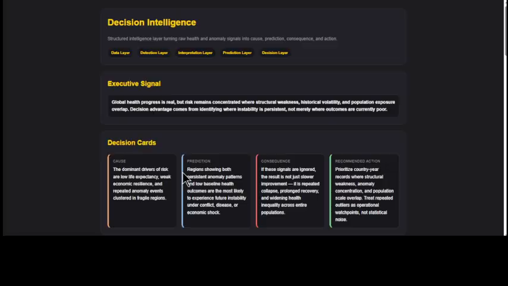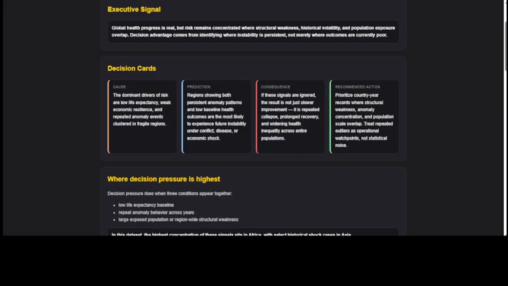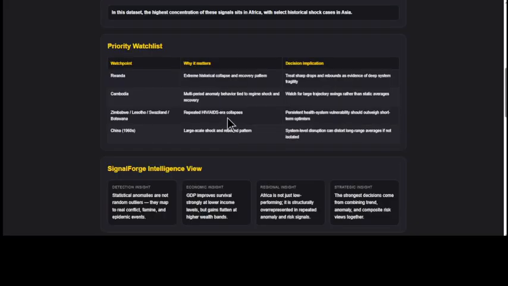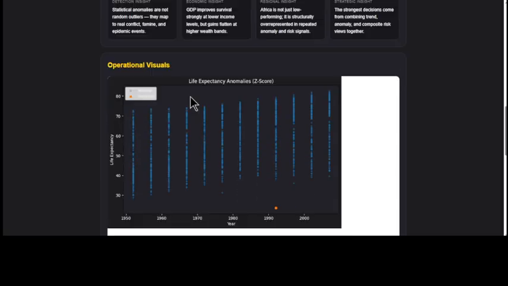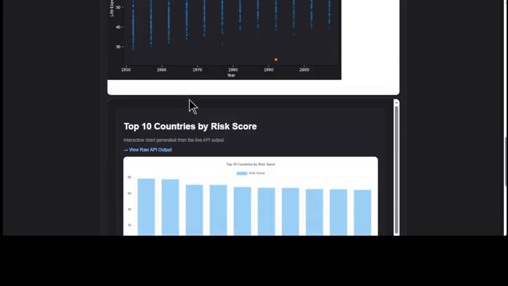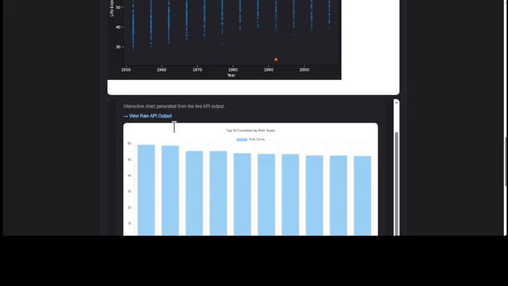Decision intelligence. And finally, a decision layer. Here we move from insight to action. The system breaks things down into cause, prediction, consequence, recommended action. This is the final step. Not just understanding the data, but knowing what to do with it.